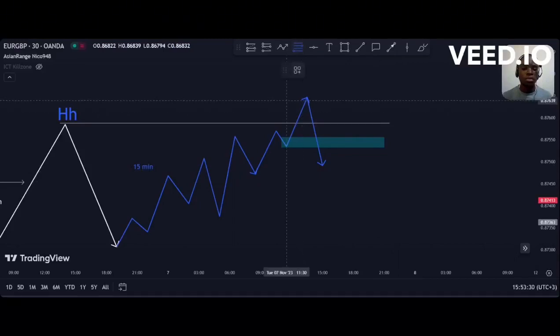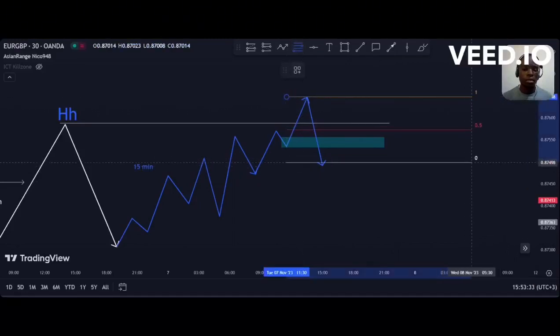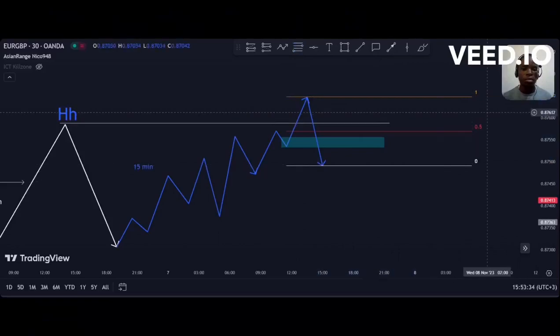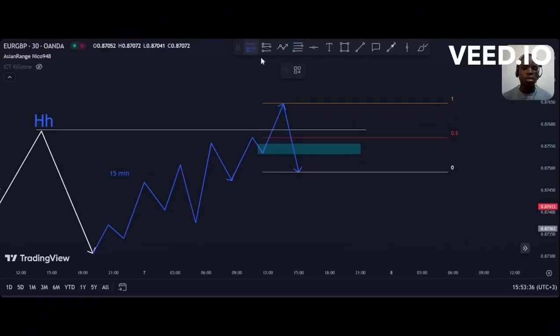Then we use our Fibonacci retracement for entries. You can either set a sell limit or wait for market execution to enter the trade.